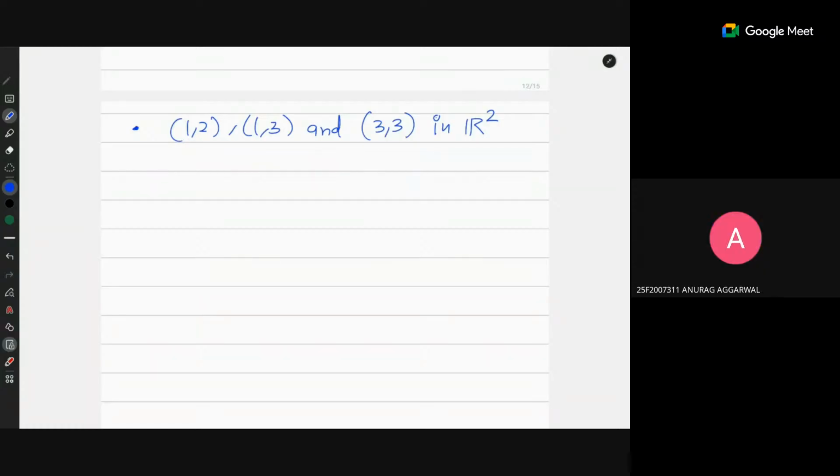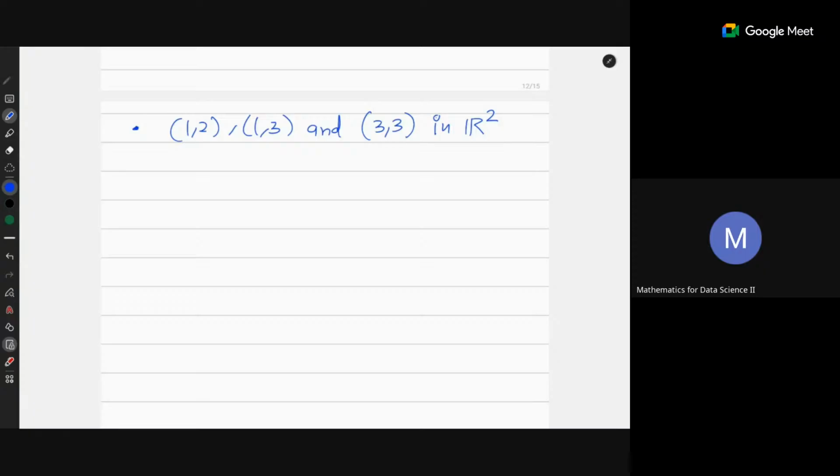Sir, any vector in a plane can be expressed as the linear combination of the other two vectors if they are not collinear. Right, the other two vectors are not collinear. That's what you mean? Yes, sir. The third vector can be expressed in terms of the other two vectors. That is true.